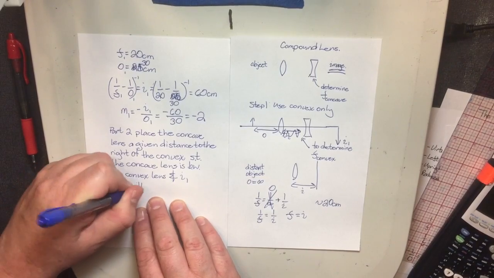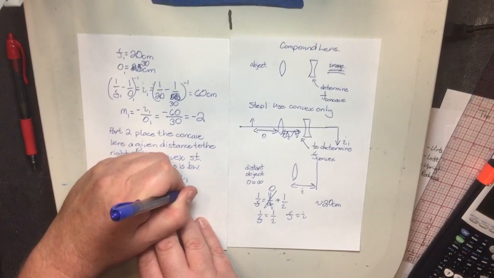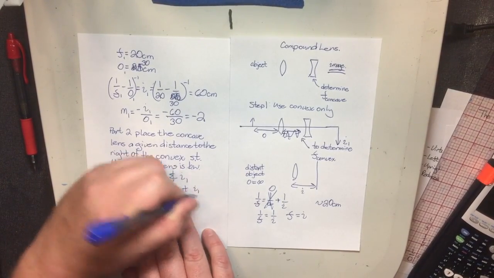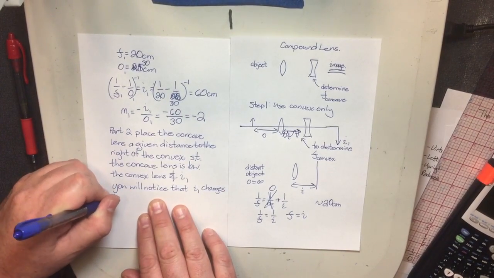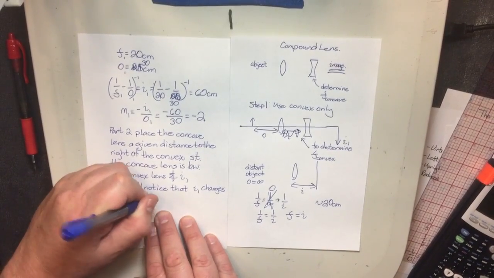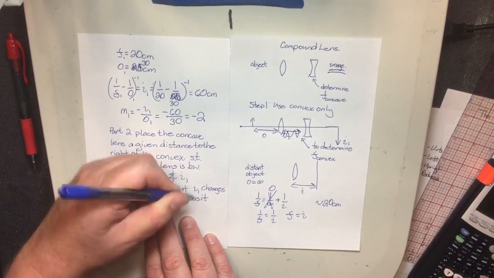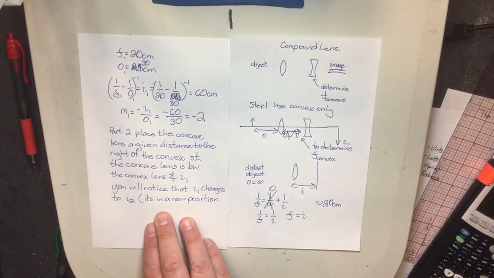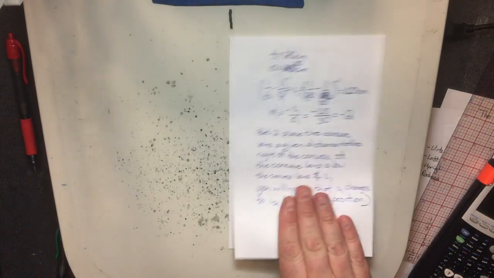You will notice that I1 changes to I2. It's in a new position. So how do you figure out this new position? You follow these words.